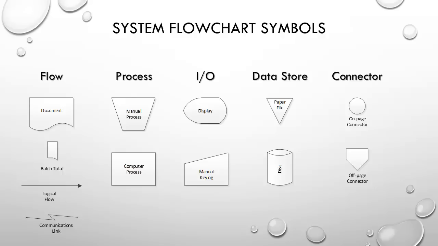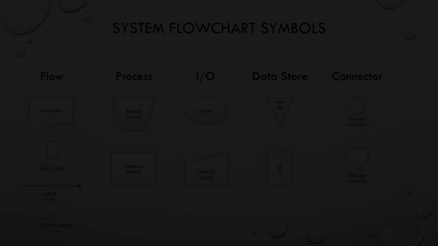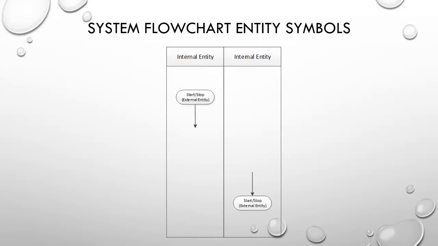And so using the on-page connector allows you to eliminate the spaghetti while still illustrating the flow. Now, in my humble opinion, the internal and external entity symbols are the most important. Why? Because if you can get these symbols correct right off the bat, meaning if you can diagram the internal and external entities correctly on the flowchart, you will have a nice skeleton diagram that will be easier to flesh out with the other symbols.